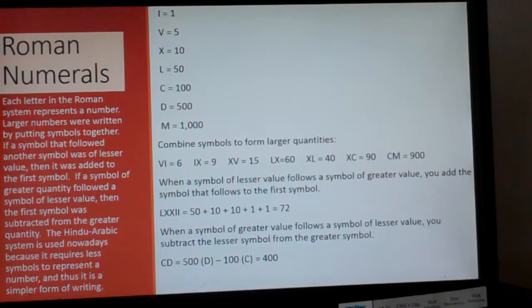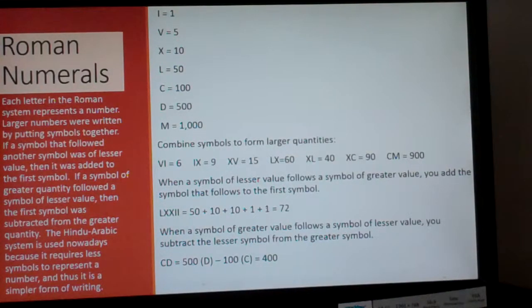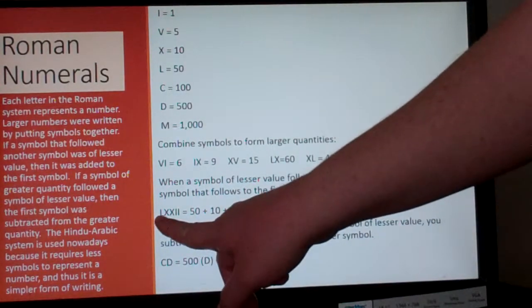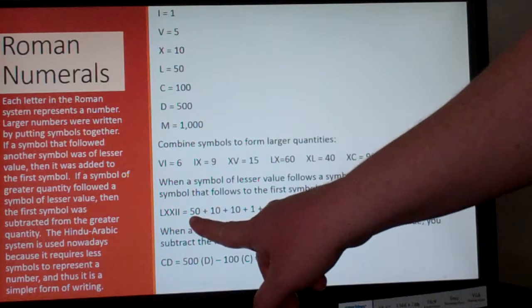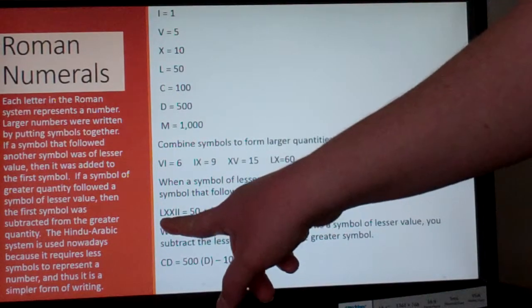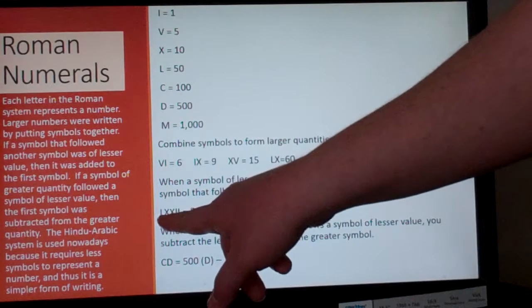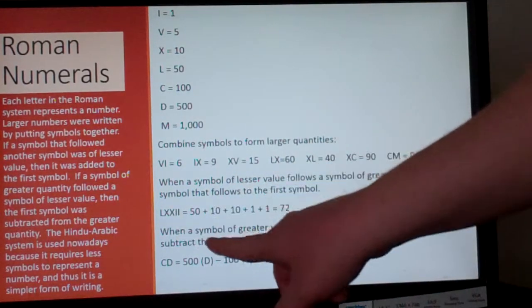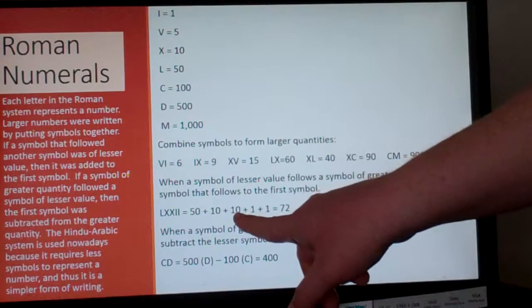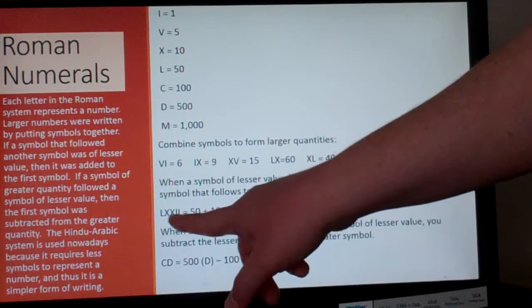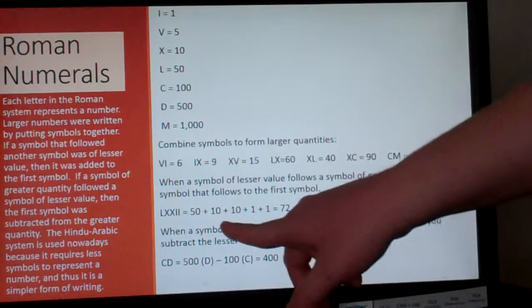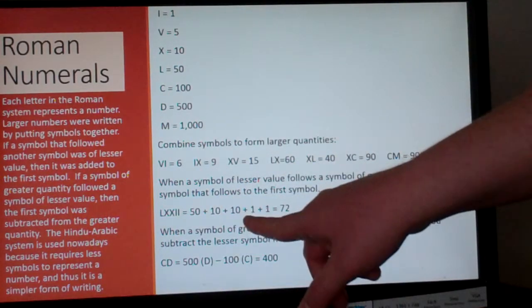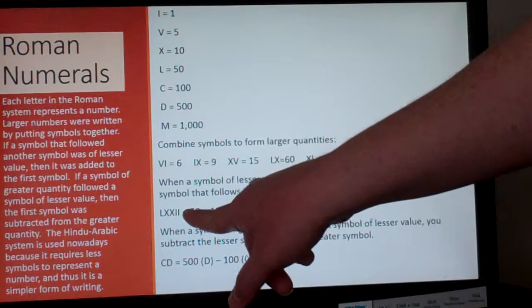When a symbol of lesser value follows a symbol of greater value, you add the symbols that follow to the first symbol. LXXII equals, okay, so L equals 50, so you've got 50. Now the X equals only 10, so it's a lesser value symbol, so you're going to be adding it to the L. So we have two X's, 50 plus 10 plus 10, and I, which equals 1, which is also less than 10, so we add 1, and that equals 72.